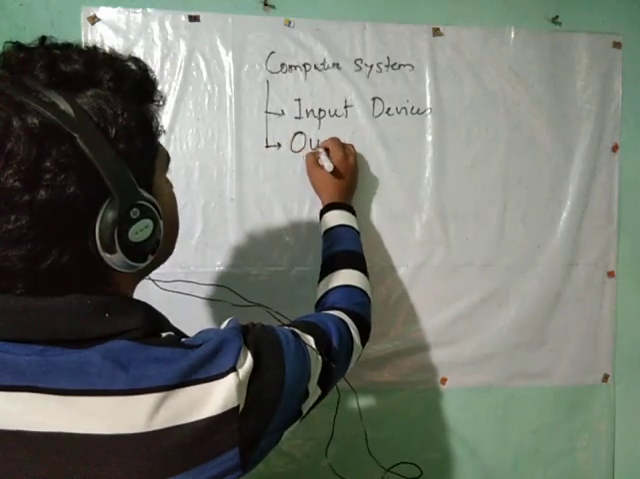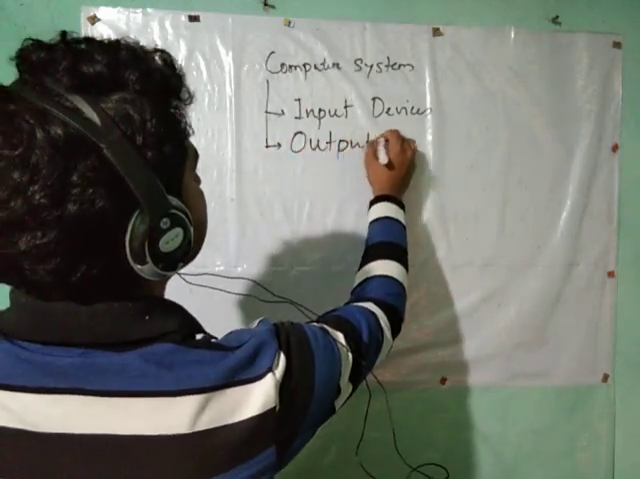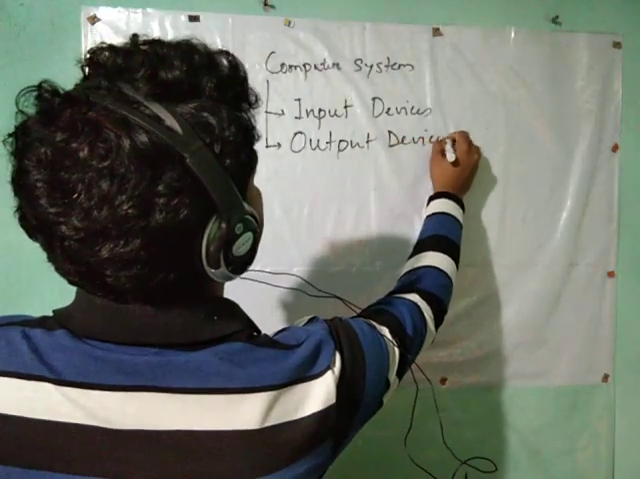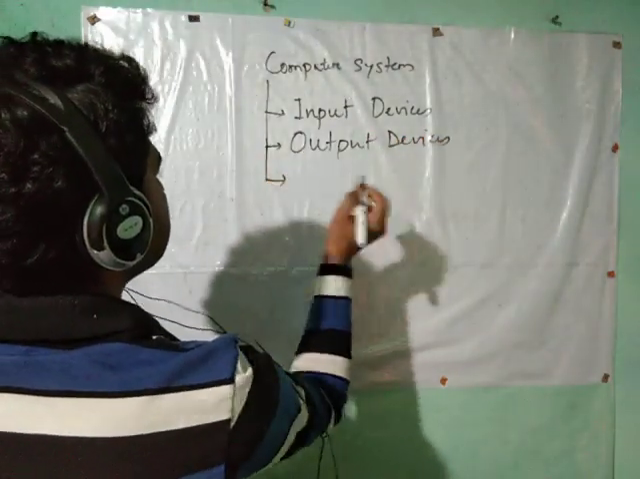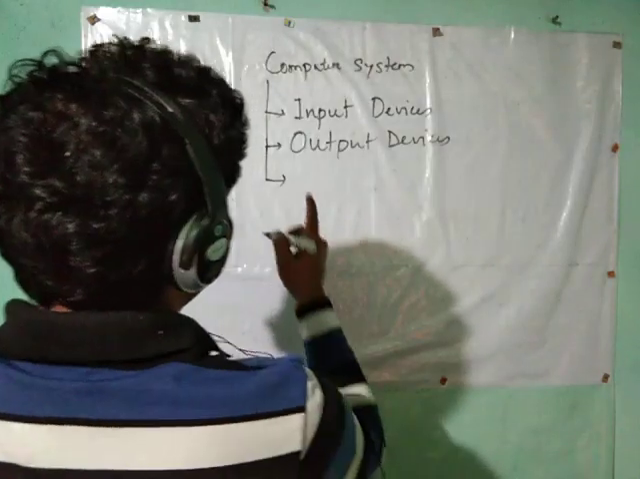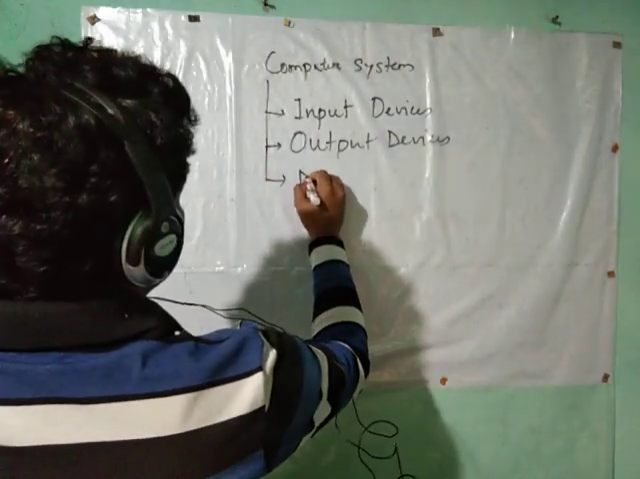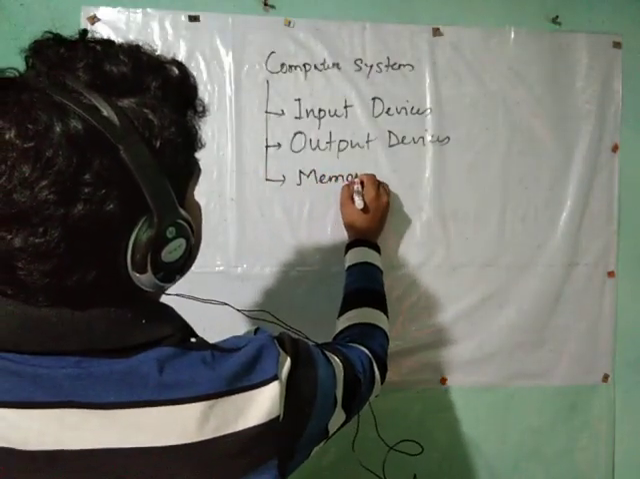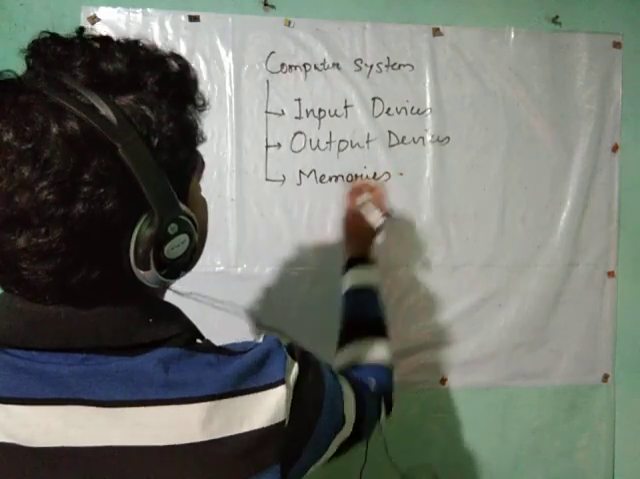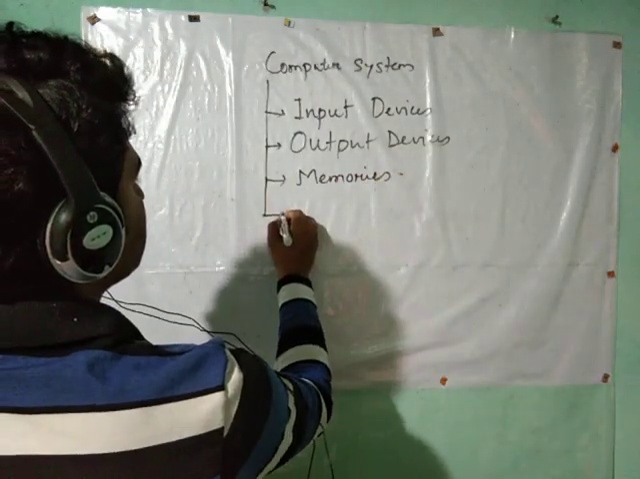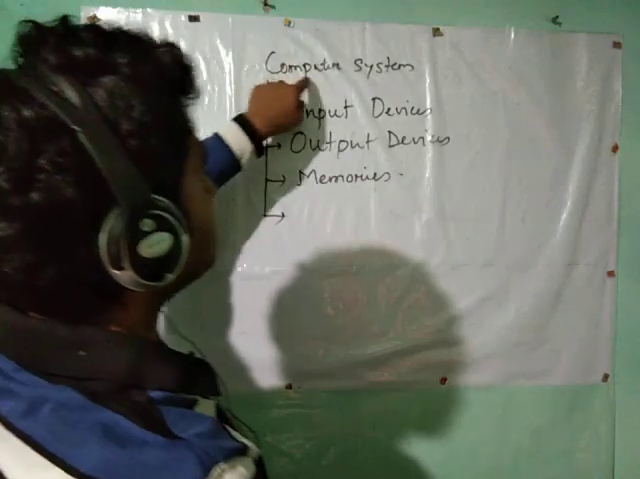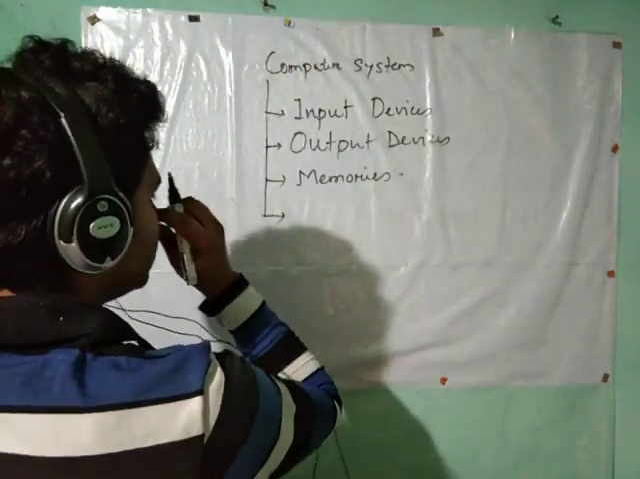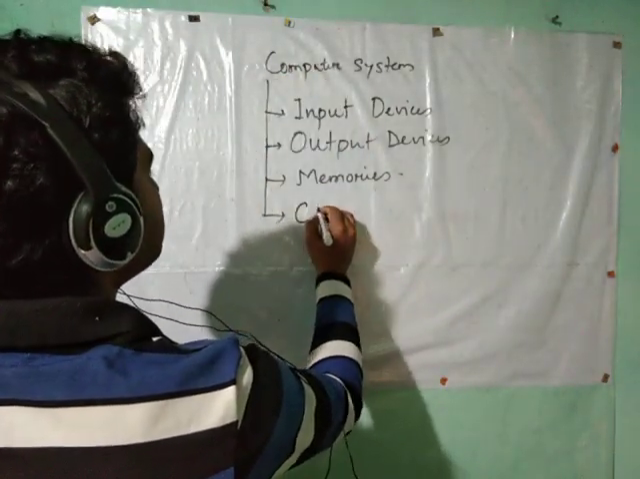Then some part may be output devices also. There must be some output devices. Similarly, there must be some memories. It is also one thing that comes inside a computer system. Also, there you will have some CPU.